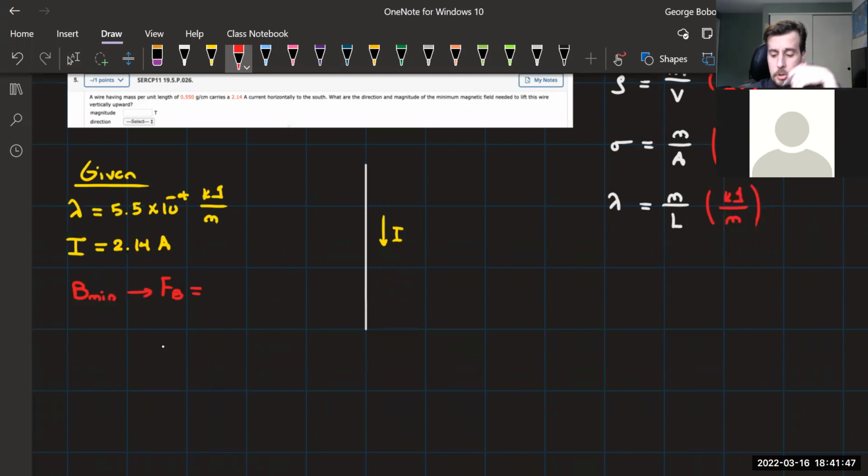What do we want to match? Current. So if you want to lift the wire off the ground, what should FB pointing up match? The gravity force. See, we have ourselves a setup, okay?